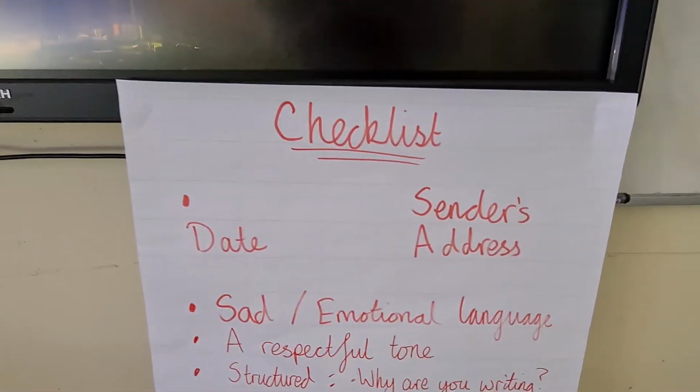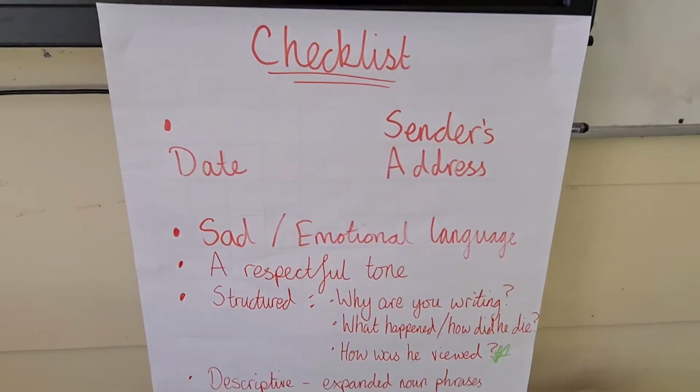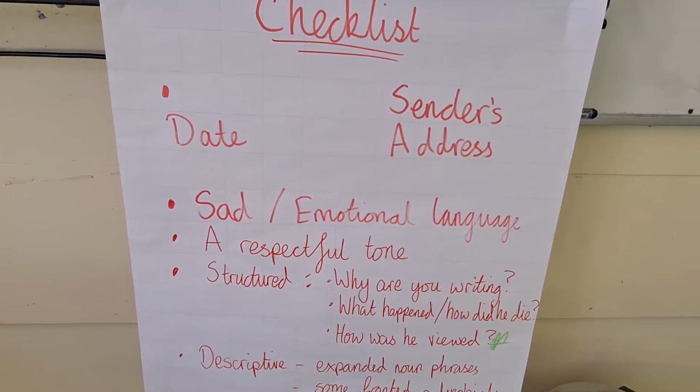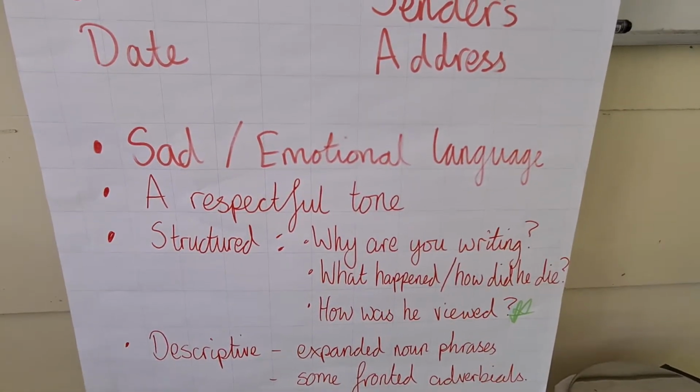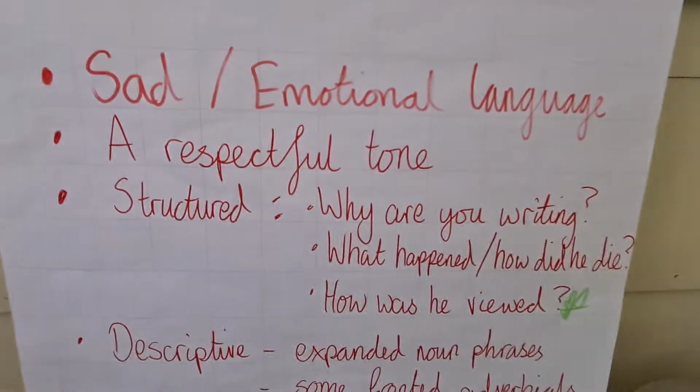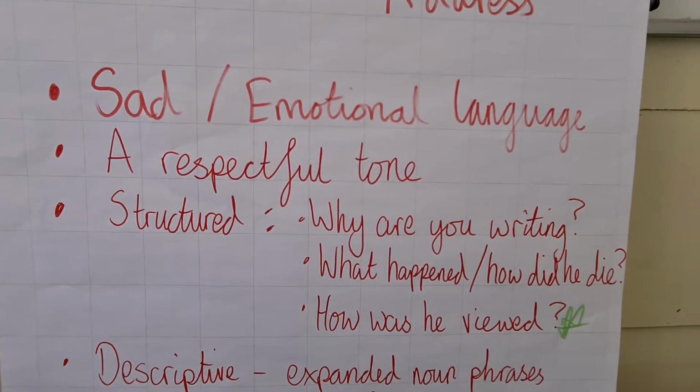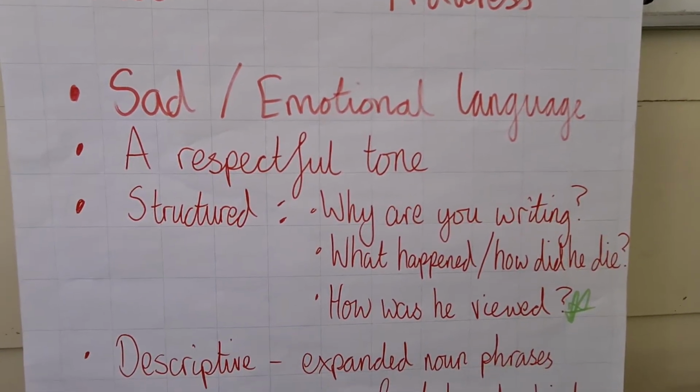And then we moved on and we thought about a checklist. What kind of things would we include in a death letter, in a letter from the trench? So we thought about this, the date, the sender's address. We thought that we'd be using sad and emotional language, a respectful tone. We'd be showing respect to the survivors and respect for the dead.